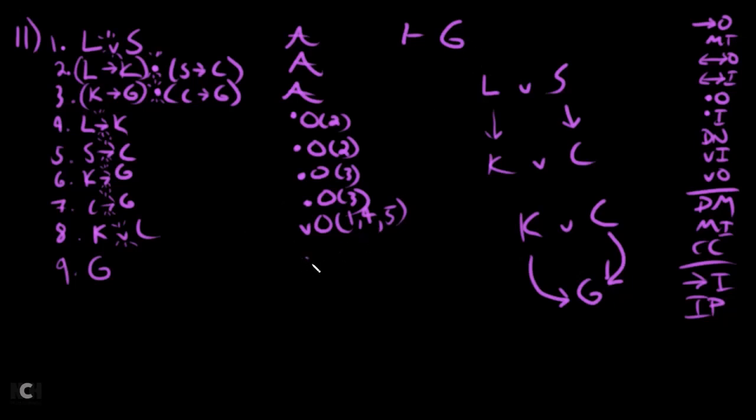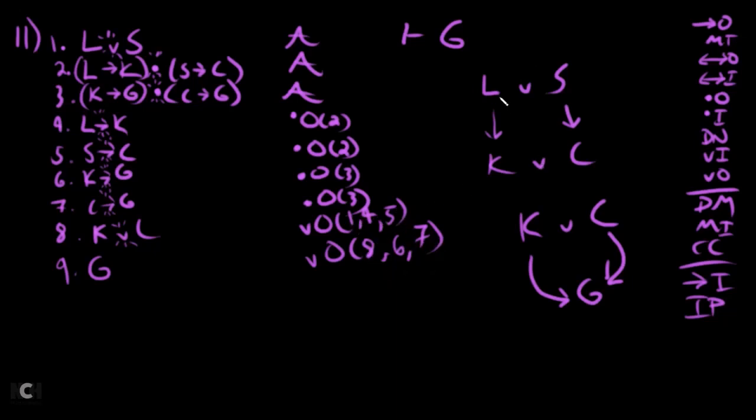How did we get it? Well, wedge out. Where was the K wedge C? That was in line 8. Where was the arrow where K was on the left side, leading to G? That was in line 6. Where was the other one, where C leads to G? That's in line 7.